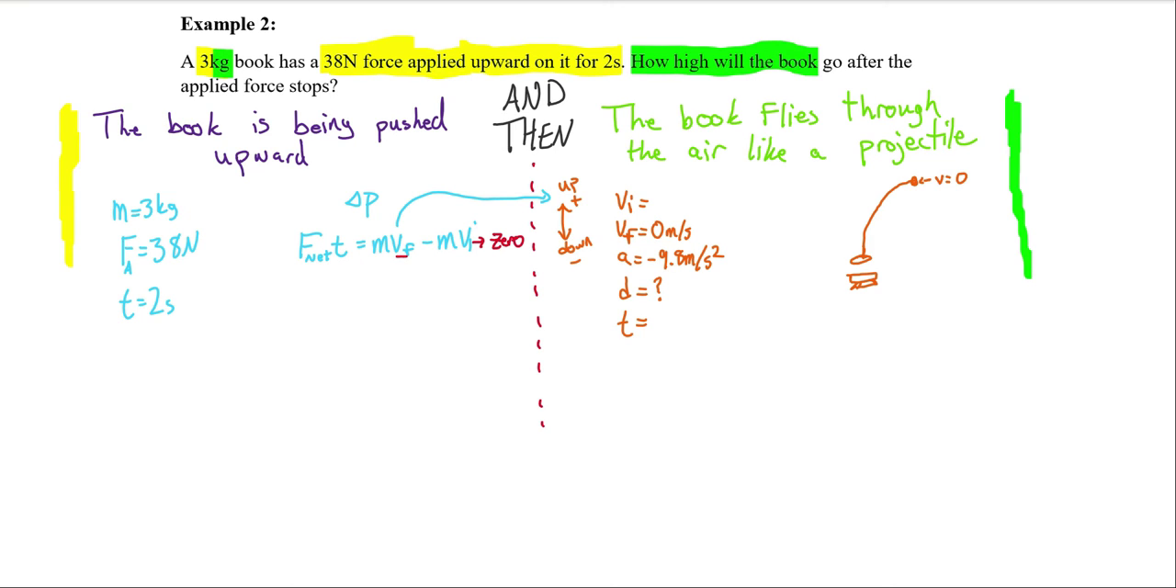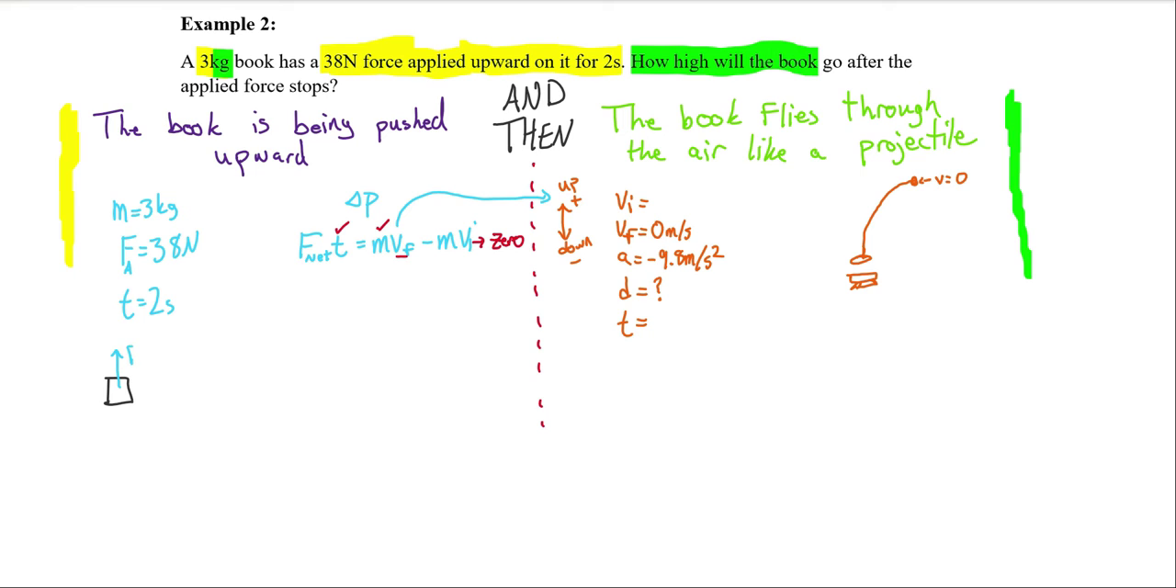So what we have to do here is let's check. What do we know? Do we know the mass? Check. Do we know the time? Check. Do we know the net force? Not yet. We'll have to take a small moment to make a free body diagram to help us determine what the net force would be.